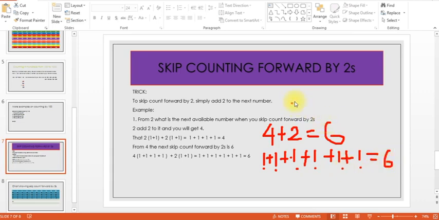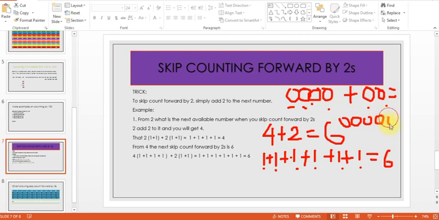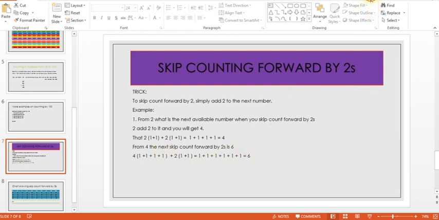So if you use objects, 1, 2, 3, 4, then plus 2 objects, another 2 objects, just keep counting forward. What are you going to get? Let's count 1, 2, 3, 4, 5, 6. So we are going to get 6 objects. So from 4, skip count forward by 2, you are going to get what? 6, 2, 4, 6. Okay, I hope you are getting it. Very good. So let's move on to the next slide.